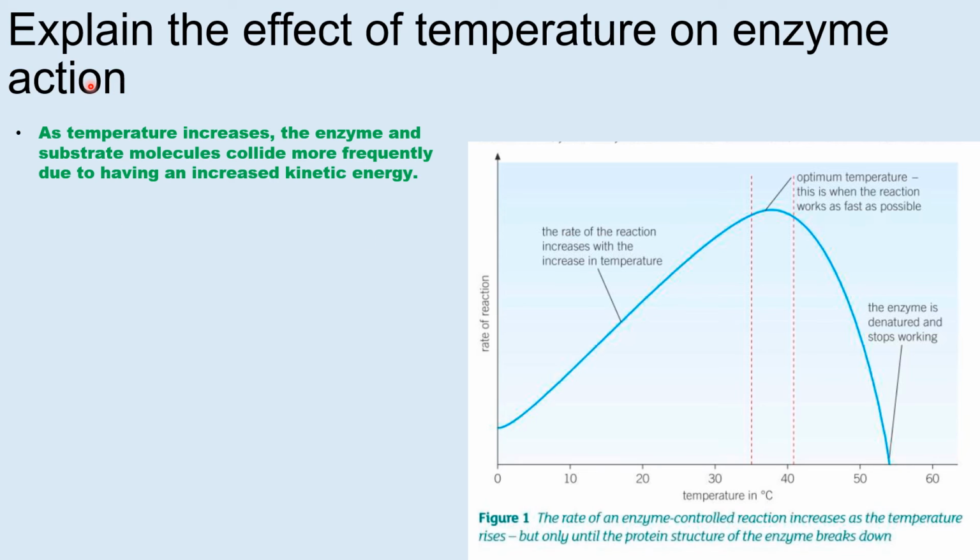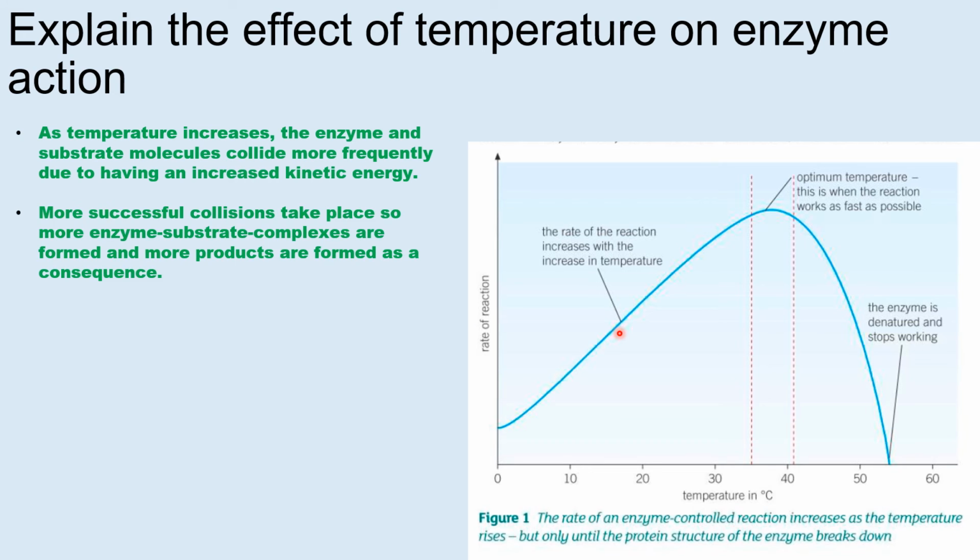So let's look at the explain question. So this is your analysis question. So you have to look into why this is happening. So why is the thing that you looked at in the describe question happening here? So as temperature increases, the enzyme and substrate molecules collide more frequently because they have an increased kinetic energy. So as temperature increases, they have more kinetic energy, so they collide more frequently. And that means that there is a higher chance of having more successful collisions taking place. So more enzyme substrate complexes are formed and more products are formed as a result.